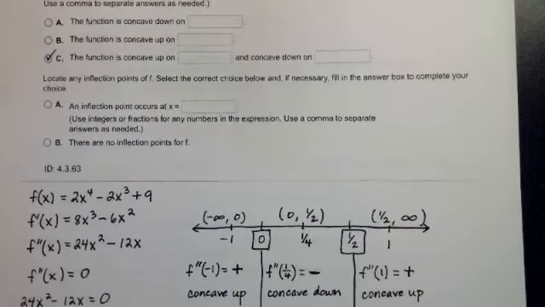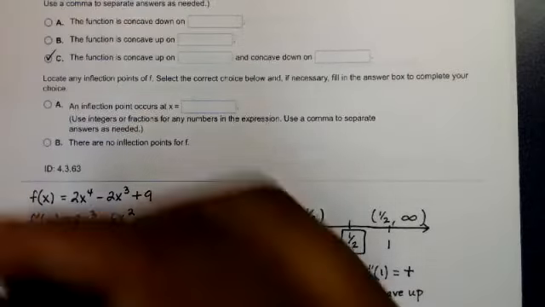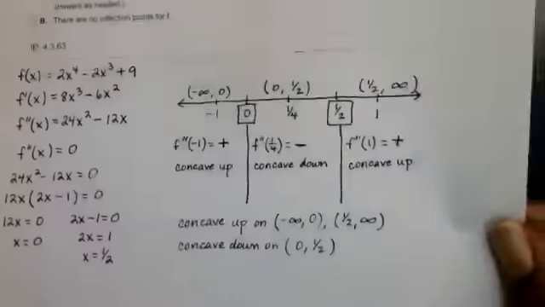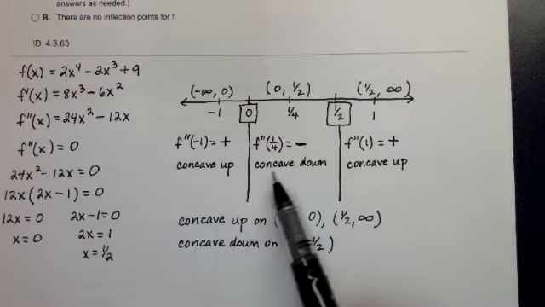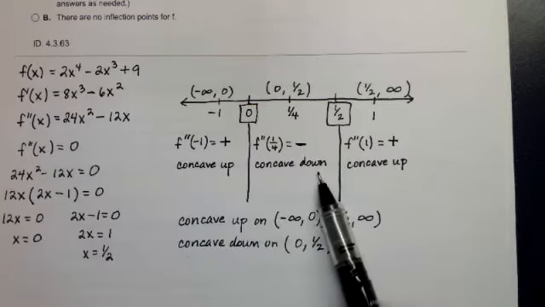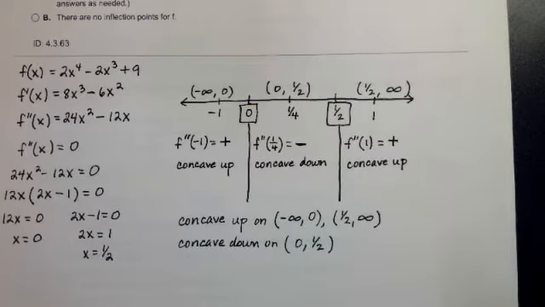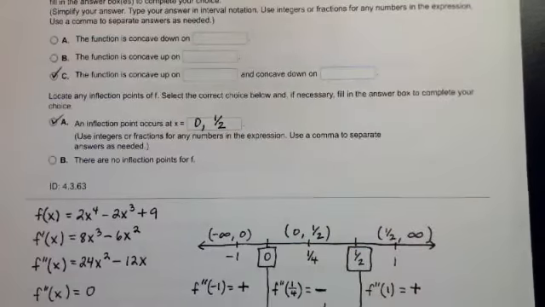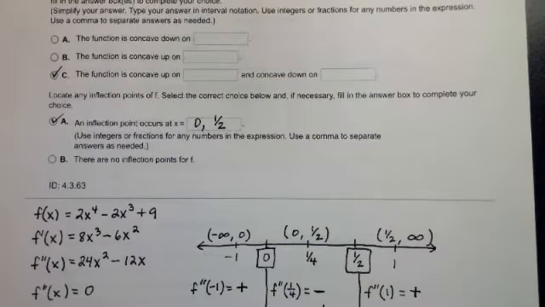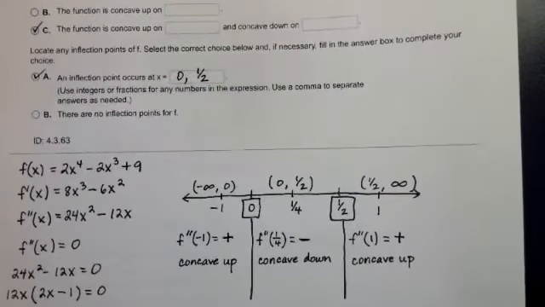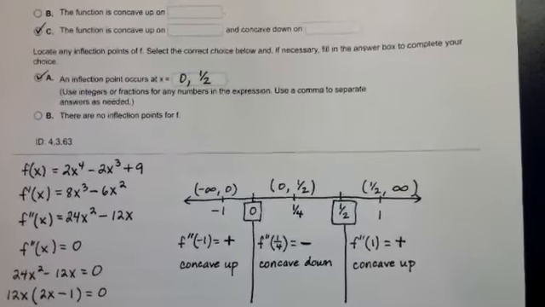Now let's locate any inflection points. We do have inflection points because we have a change in concavity. We're going from concave up to concave down at 0, and then from concave down to concave up at 1/2. So for 0 and 1/2, those are your two inflection points. One occurs at x equals 0. The other one occurs at x equals 1/2.